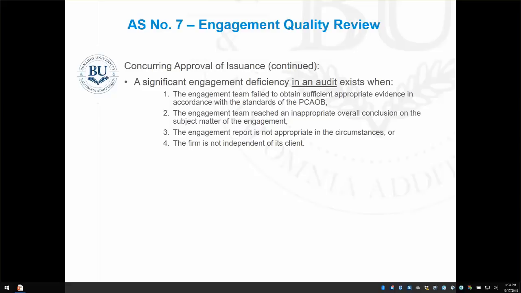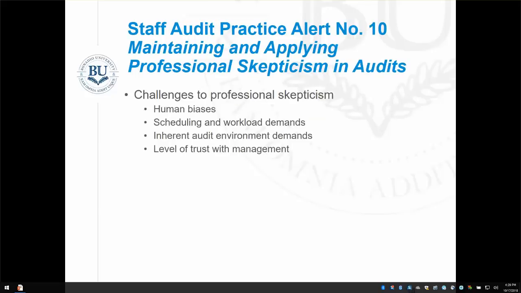Similarly, if you had an entity that, let's say, had going concern issues and it was not talked about in the report, that would also be an item that would not be appropriate for the engagement report, and would be an example of a significant engagement deficiency. As well as if you identify areas where the firm is not independent, and as a result, we cannot issue an independent accountant's report in accordance with the standards. So again, that's just a high-level overview as it relates to the engagement quality review process.